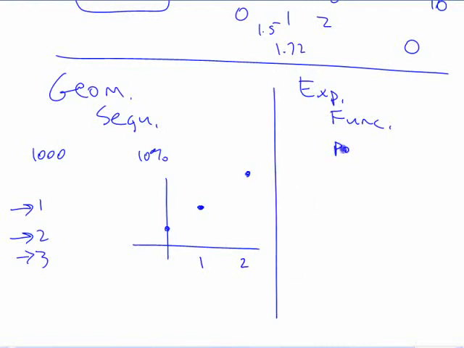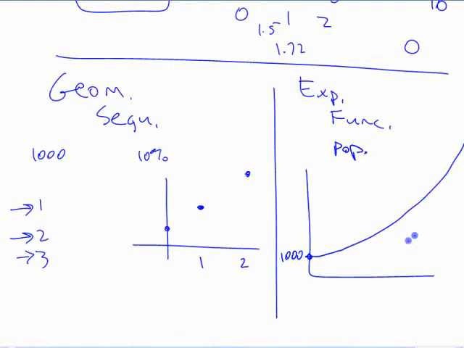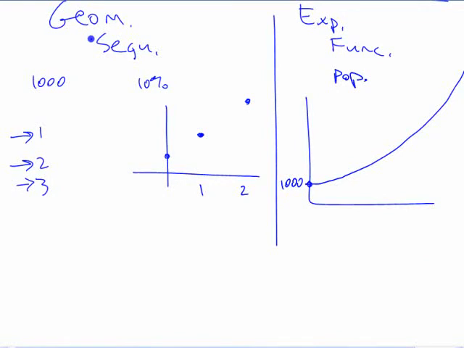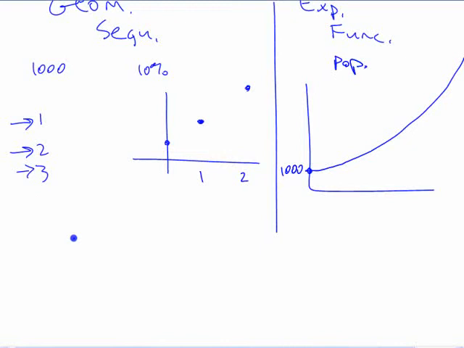Whereas if this was a population growing, populations grow continuously. It's going up throughout the year, not all at the end of the year. So the types of problems we're going to look at with geometric sequences are where you have discrete things. Let's make it even simpler here.